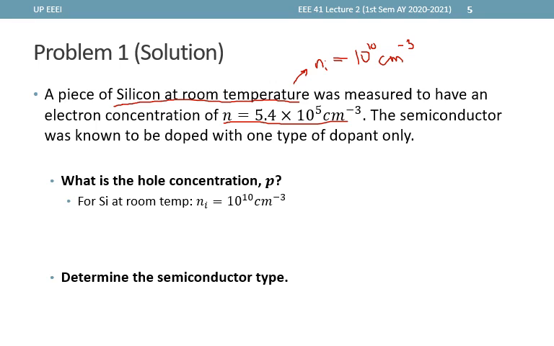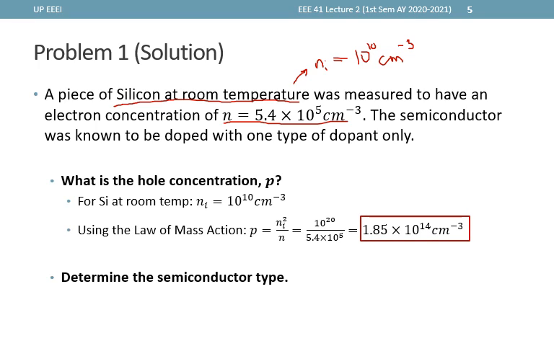If we are asked what is the hole concentration, we can simply use the law of mass action. np is equal to ni squared, and knowing ni and given n, we can solve for p. So p is just ni squared over n, so 10 to the 20 over the given n, which is 5.4 times 10 to the 5, and we should be able to compute 1.85 times 10 to the 14 per cubic centimeter for the hole concentration. So we're already okay with the first question.